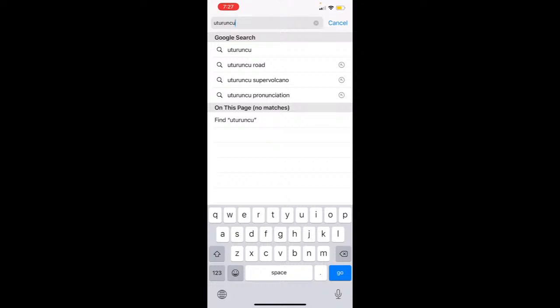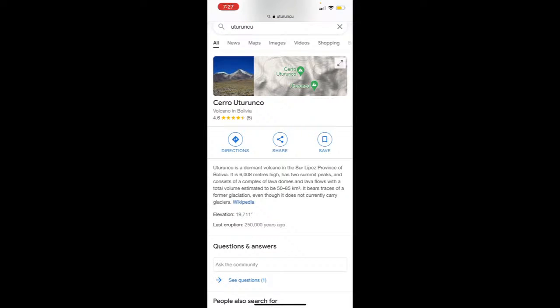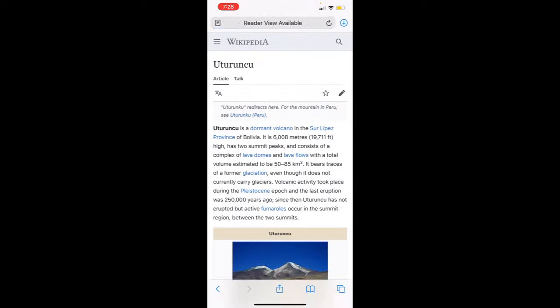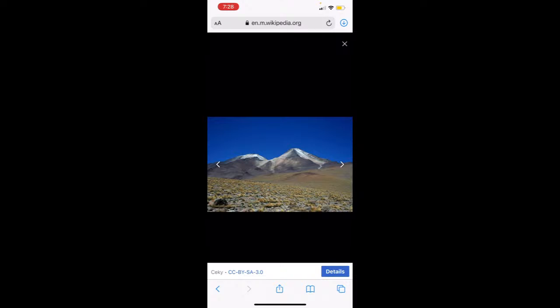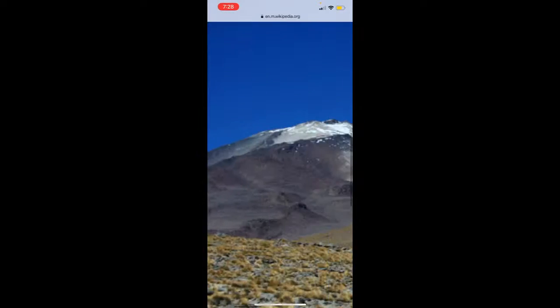I wouldn't call it a supervolcano because it never had a super volcanic eruption before. It's a stratovolcano with lava dome complexes and lava flows of 50 to 85 cubic kilometers. It bears traces of a former glaciation, though it does not carry glaciers. Wow, no glaciers despite being so high up. Of course, it's in a very tropical environment, very close to the equator, and that's why it doesn't have glaciers. Even though it's so high up, it's also in an area that doesn't get much rainfall.